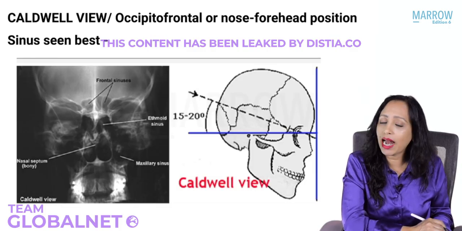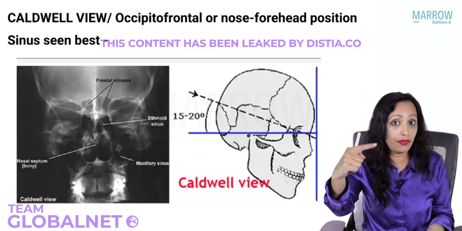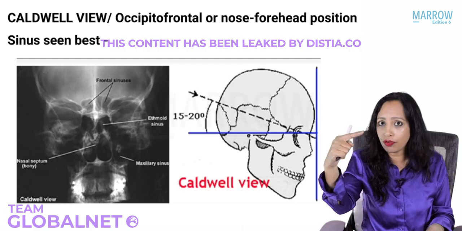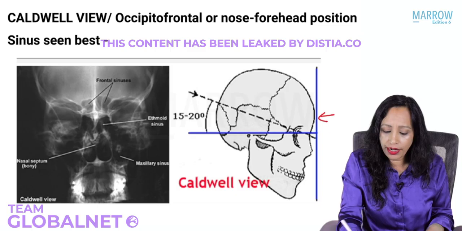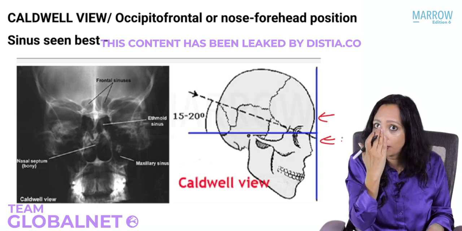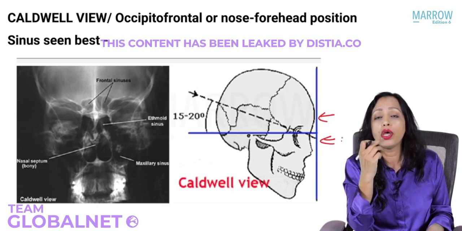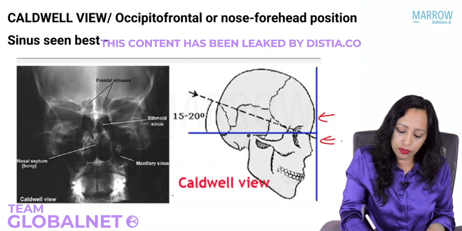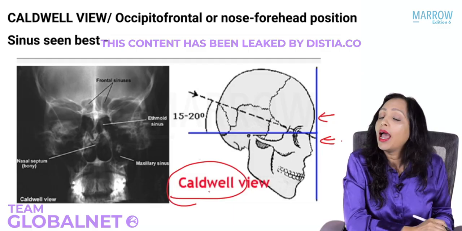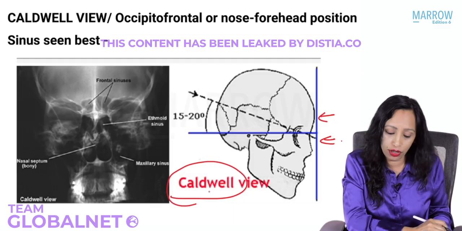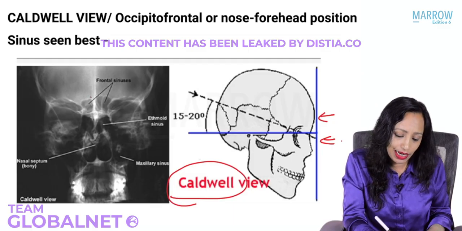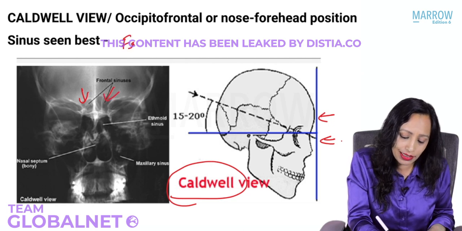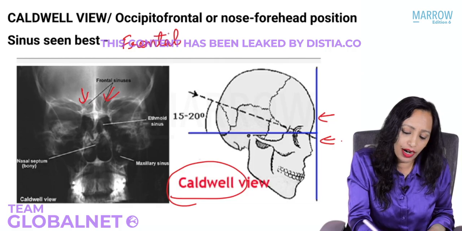Now there is another view which is asked in your exam, and that is the Cadwell view. Now what is Cadwell view? It is the occipitofrontal view. So the rays are projected from behind the occiput to the frontal region. So here the forehead and the nose are in touch with the film. So it is known as the nose forehead or forehead nose position. It is most commonly known as Cadwell position. The sinus that is visible best here is the frontal sinus.